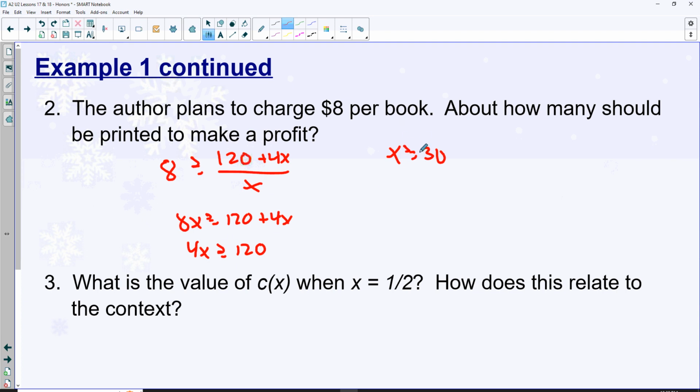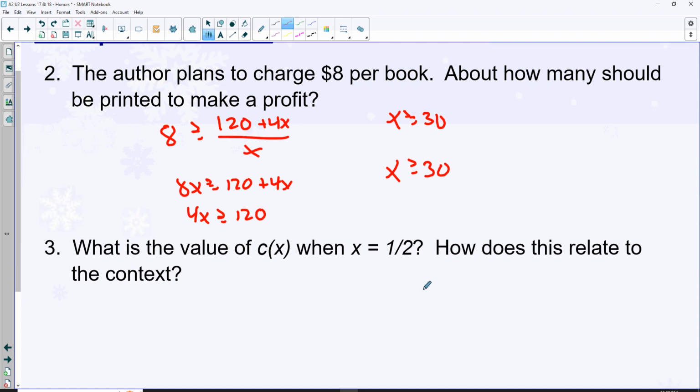And so what ends up happening here is x should be greater than or equal to 30 books. So as long as this cost is lower than 8, we'll make a profit. So to get it lower than 8, we sell more than 30 books. Okay. What is the value of C of x when x is a half?